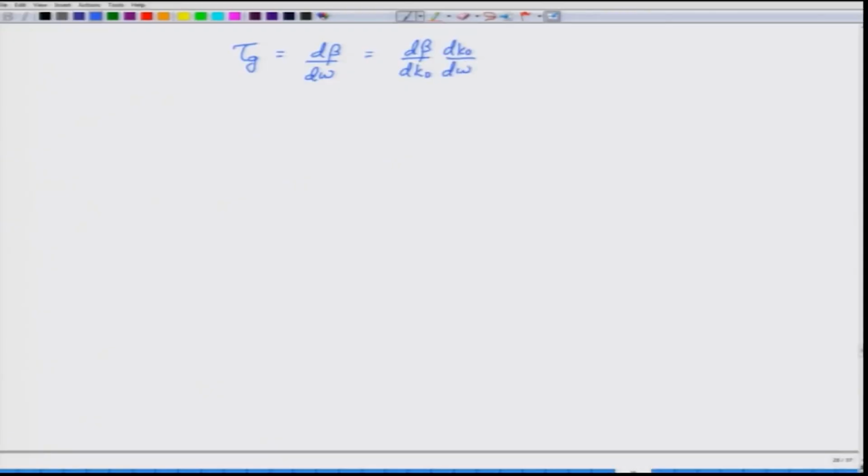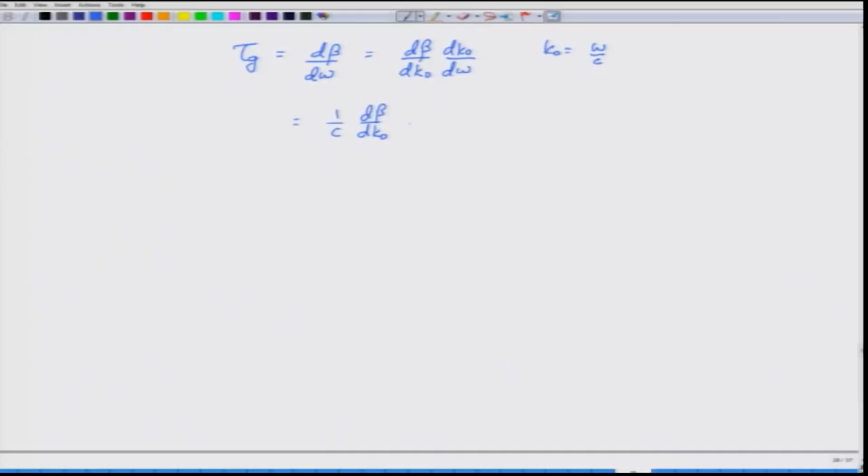with respect to omega, where k naught of course is given by omega by c, where c is the phase velocity, and you are simply writing this dk0 on both sides, so that the entire expression is still the same. Okay. And because k0 is in this way, dk0 by d omega will be 1 by c. So, this is actually equal to 1 by c d beta by dk0.